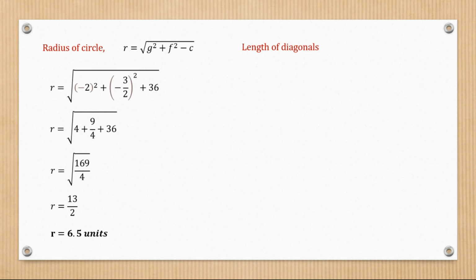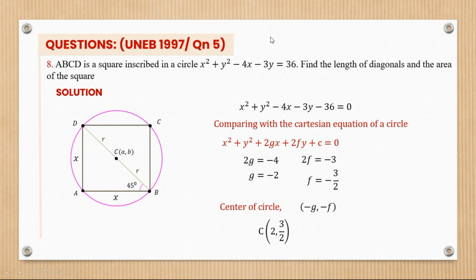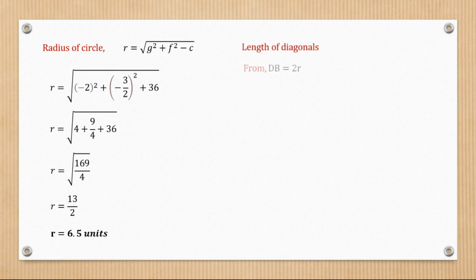Alright, so next I can calculate the length of the diagonals. As I can see, the diagonals shall be equal to this value of DB. Of course, this value of DB is the same as the value of AC. So that's the diagonals that we look at. So if I find the value of DB, I shall actually have found the values of all the diagonals. So we can say that DB is equal to 2r. So length of diagonals from DB is equal to 2r, which is 2 times 6.5, giving me 13 units. So that is the length of the diagonals.